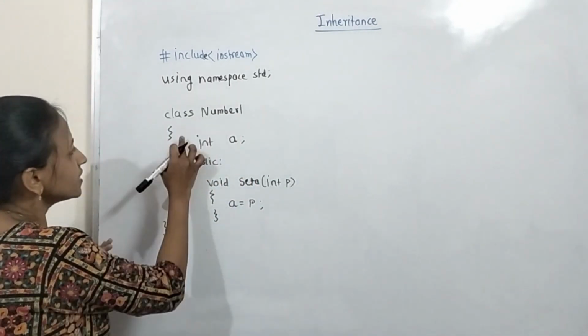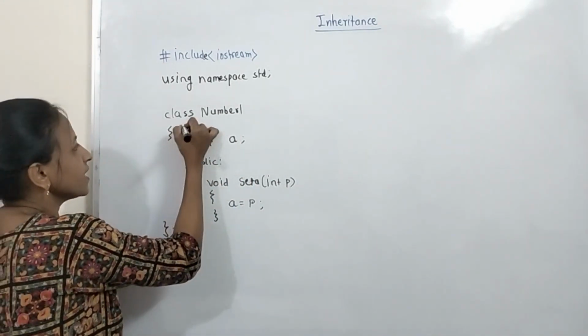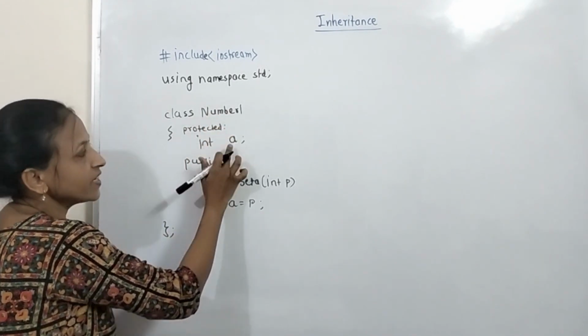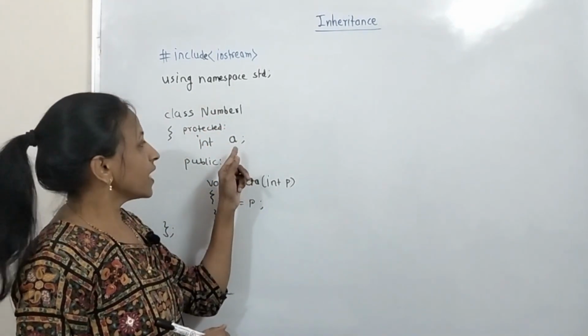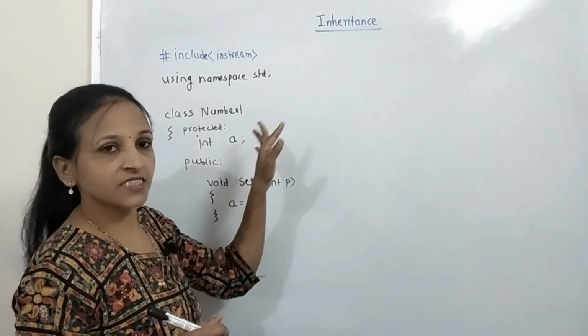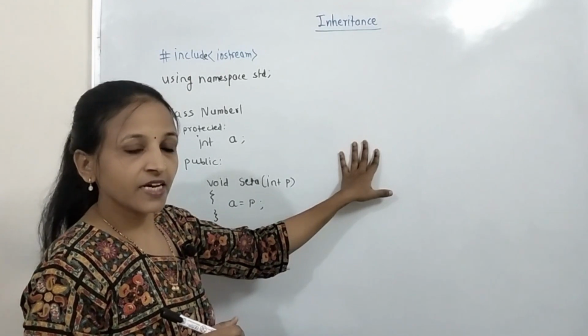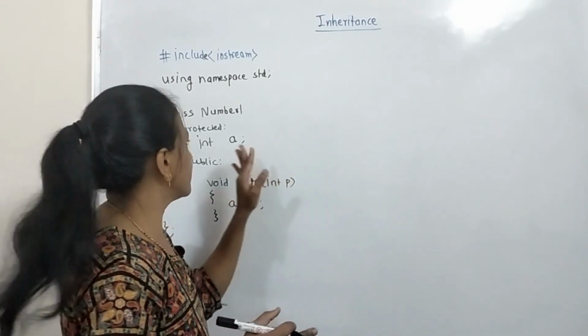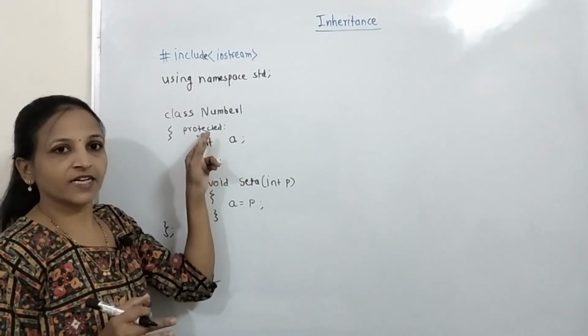Now this a I am declaring as protected. Why? Because if it is private, then I cannot access this a inside the derived class. If it is protected, then only I can access this a in the derived class. I just want to display the value of a in the derived class. That's why I have declared this a as protected here.